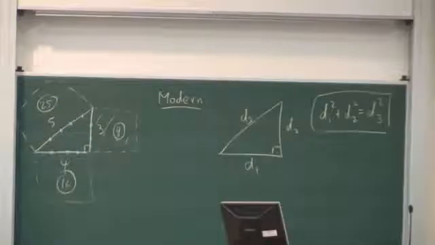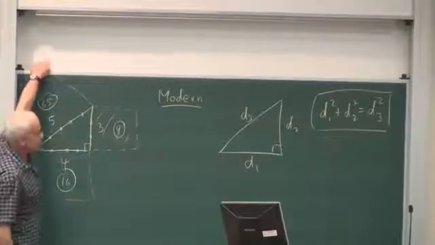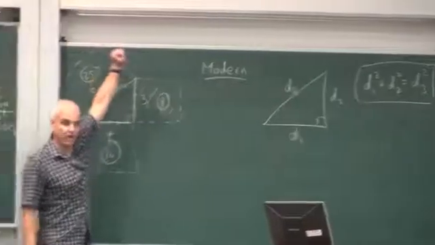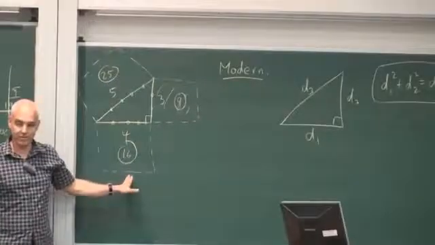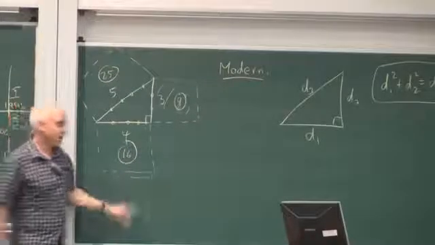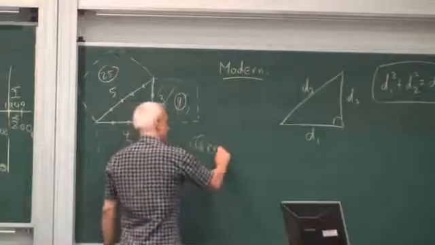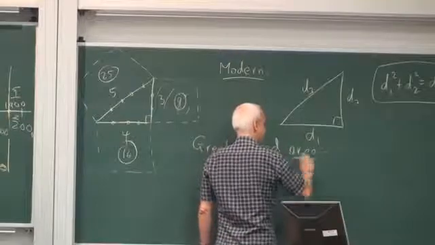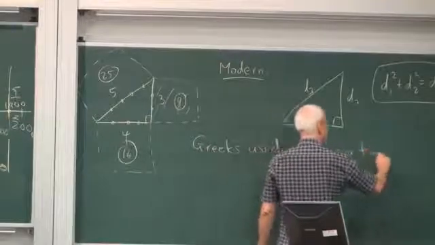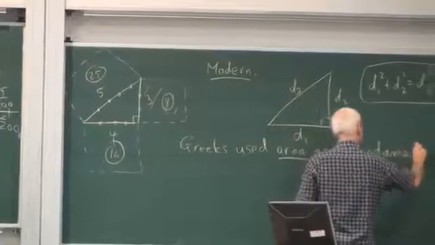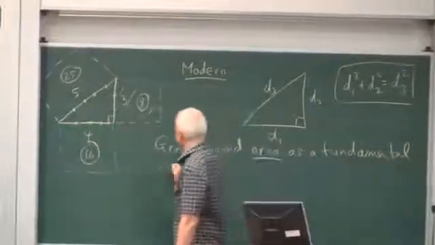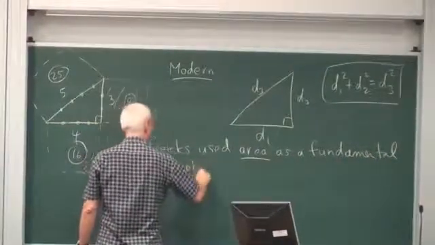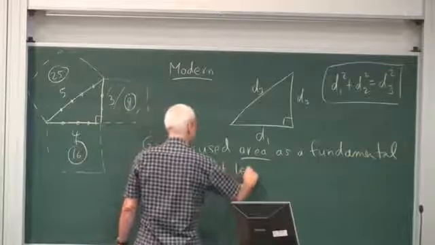But that's not actually the way the ancient Greeks thought about the theorem. The ancient Greeks thought about the theorem not in terms of lengths, but rather in terms of areas. Rather this way. Okay? So the Greeks used area as a fundamental concept, not length.